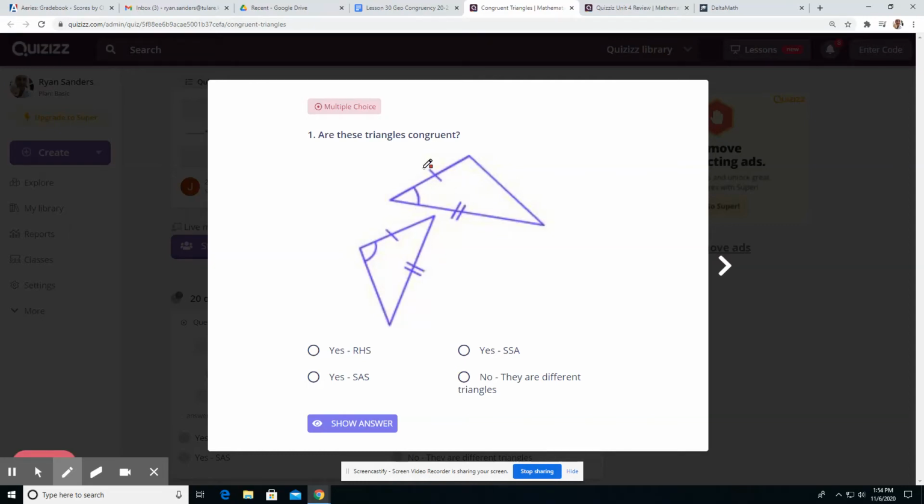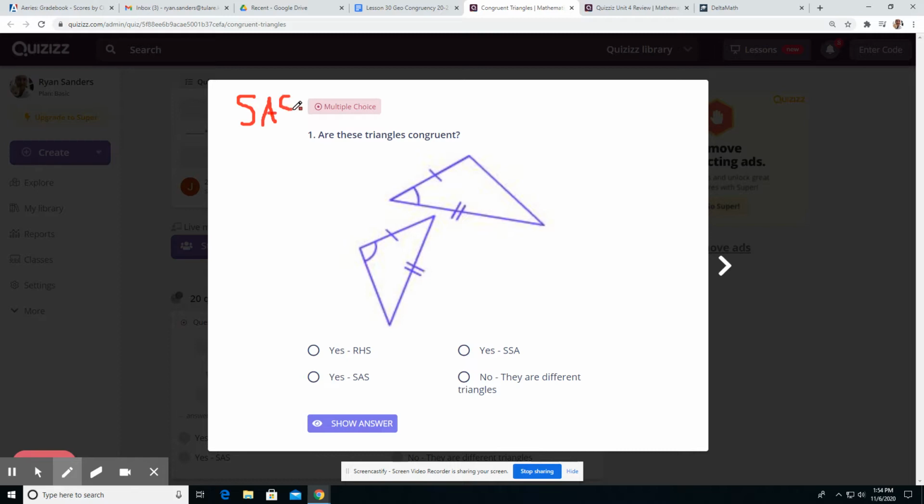All right, we're going through a review of congruency, specifically triangle congruency. So there's a little song that we practice. Repeat after me, please. I'll say it once, and then you repeat after me, and I'll say it the next time.